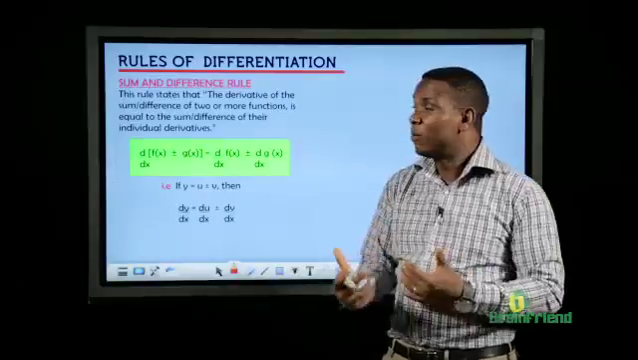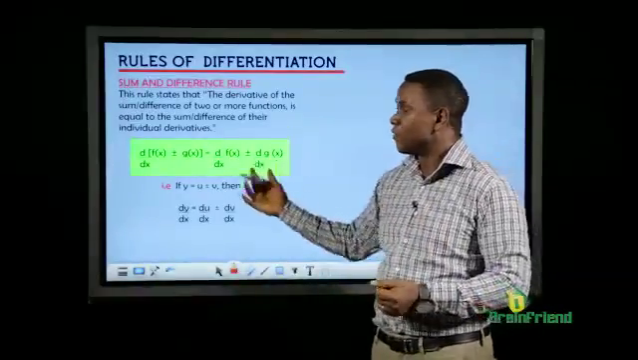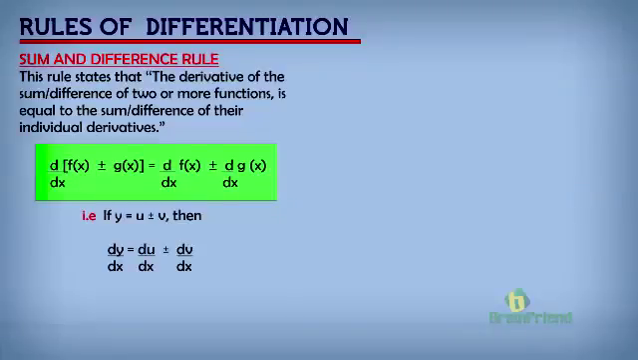Now, when we have sums and differences in differentiation, there is a particular step that we must take. The rule of the sum and difference law states that the derivative of the sum or difference of 2 or more functions is equal to the sum or difference of their individual derivatives. And this is what our formula looks like.